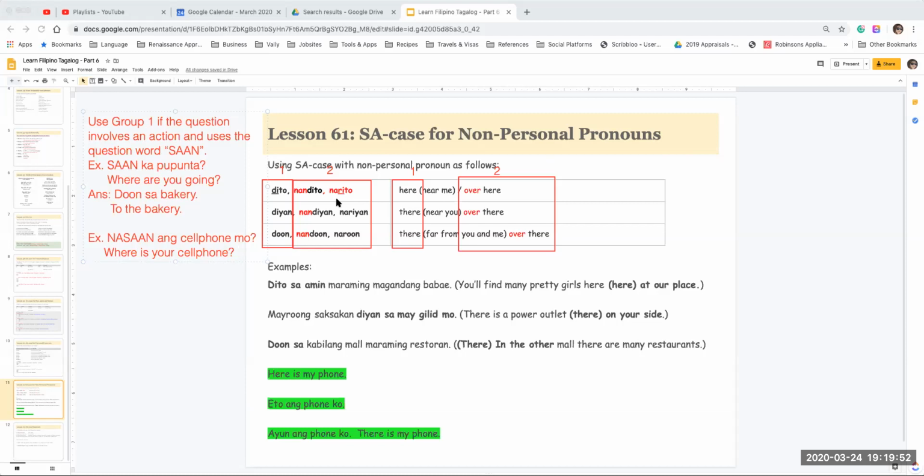All right, so I'm asking you right now, nasaan ang cellphone mo? Nandito. Very good. Yes, it's here. So you just mean over here, or it's here. The answer would be narito or nandito, whatever. So you say nandito, which means it's here. All right, clear? So that's how we use this sa case for non-personal pronouns.